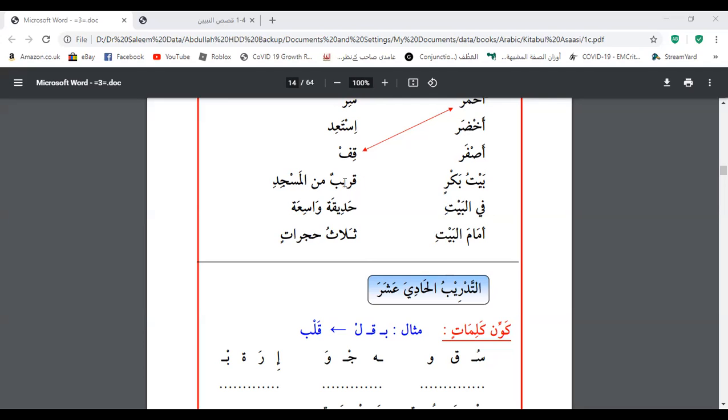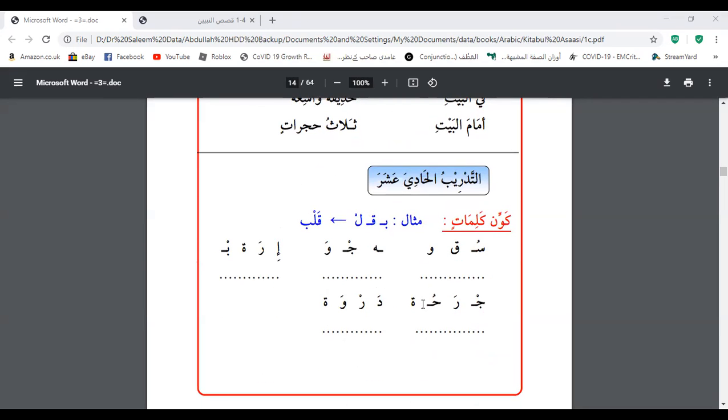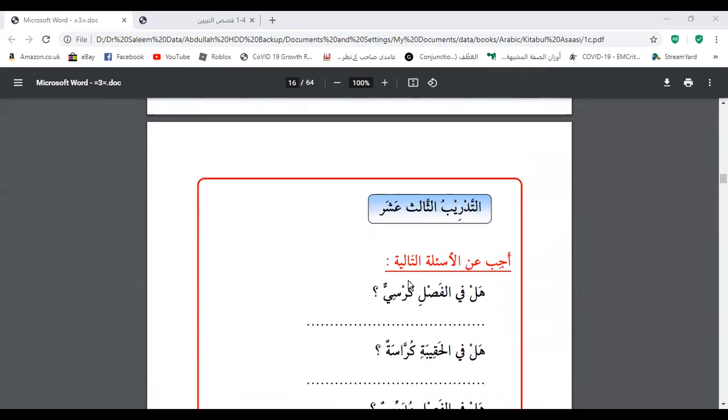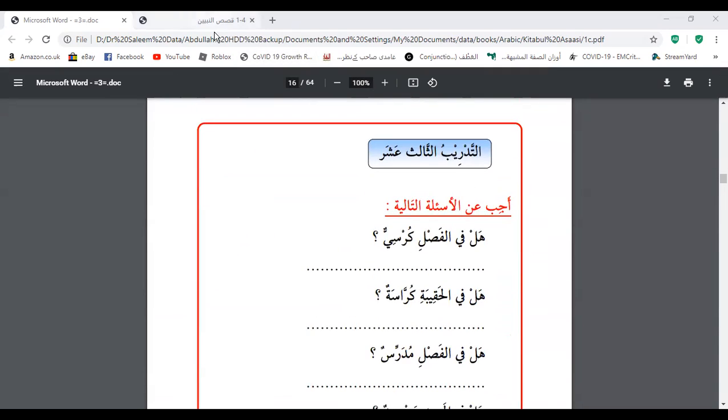بيت بكر قريب من المسجد. That's fine. في البيت ثلاث حجرات. In the house are 3 bedrooms. أمام البيت, in front of the house, is حديقة واسعة, a big garden. Okay. I just want you to know how to write, and let's leave it there, inshallah. Similarly here, how to write, so we start from there next week.